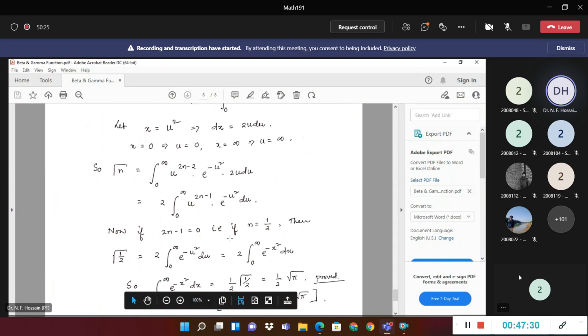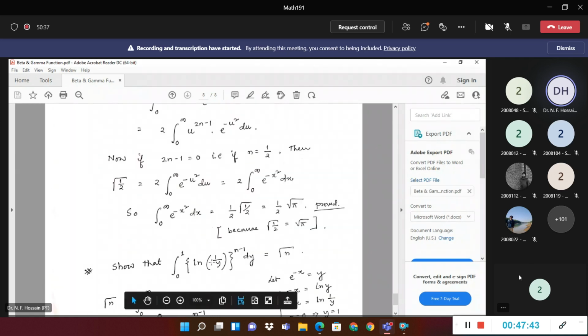Now let us take 2n minus 1 equal to 0, so that n equals half. So gamma half should be equal to 2 into integral 0 to infinity e to the power minus u square du. Let us change the variable. Just write x in place of u. So it becomes 2 into integral 0 to infinity e to the power minus x squared dx, which gives you the result of this integral 0 to infinity e to the power minus x squared dx. It should be half into gamma half. Gamma half means root over pi. So the result is half into root over pi.